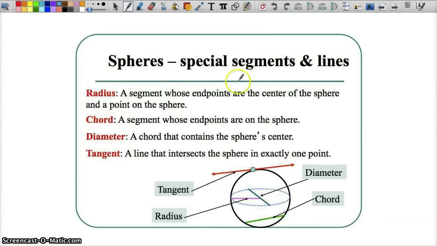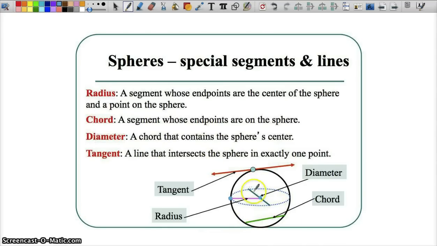There are some special segments and lines that are really important for you to know inside a sphere, and things that are a little bit different. So a radius would be a segment whose endpoints are on the center, so here, and it goes to the sphere, right? And then of course we have a chord, which goes from side to side.